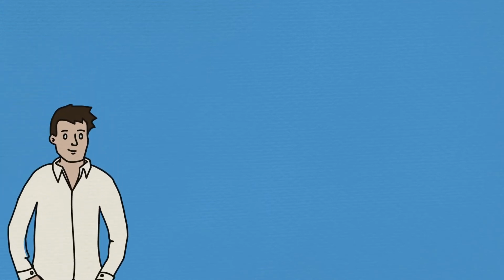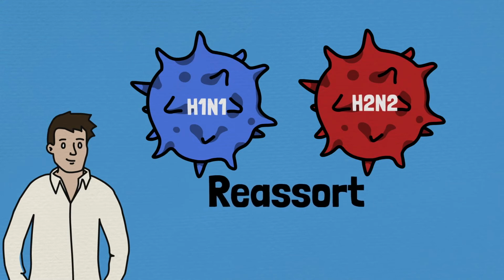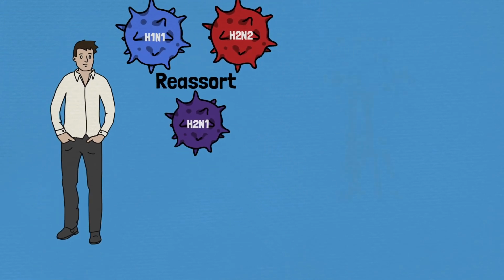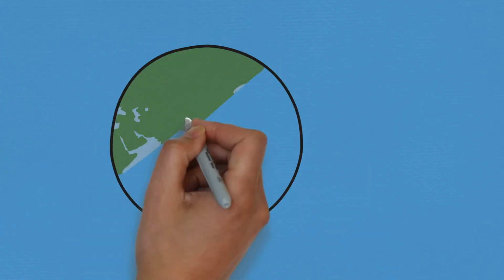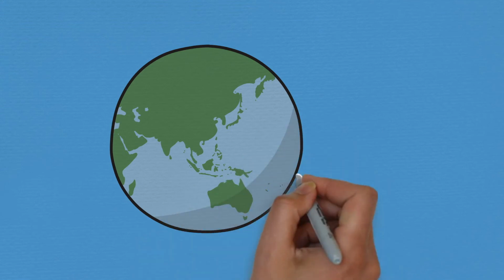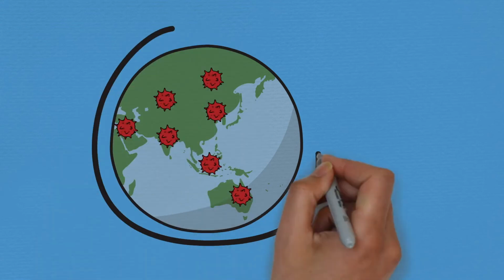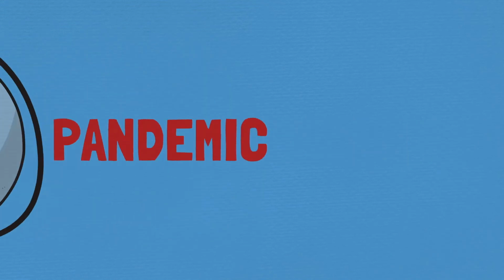However, H2N2 has jumped species into the individual and has reassorted with H1N1 to produce H2N1. This individual's immune system has never encountered H2 before, and therefore the individual is not protected, and neither is anyone else. It spreads throughout the population, from one community to another, crossing borders, leading to mass morbidity and mortality. It is now classified as a pandemic.